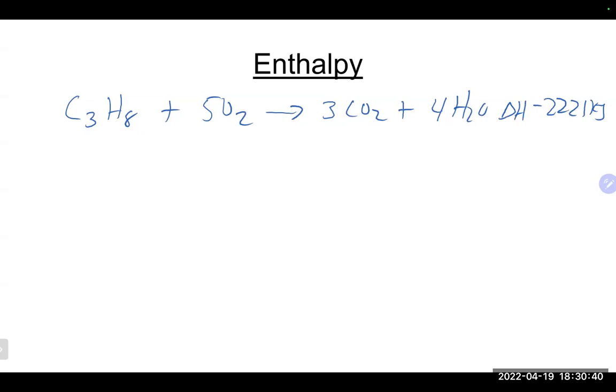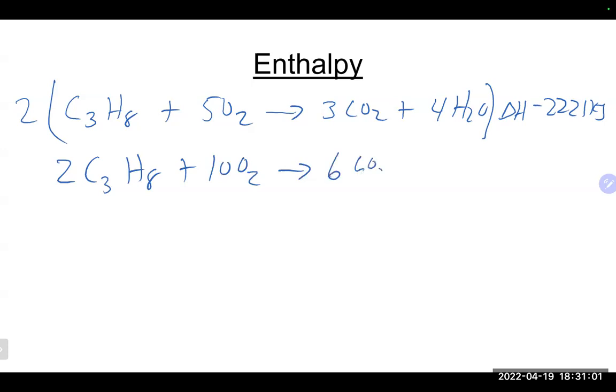All right, thank you. So let's just say, for example, we didn't need 1, but we had like 2. We could simply multiply this entire thing by 2, and that would give us 2 propanes plus 10 oxygens, give us 6 CO2s plus 8 waters. What that does to the delta H value is you would also multiply it by 2. So unlike K values, where we kind of do like squaring and stuff like that, here we actually just multiply by it.